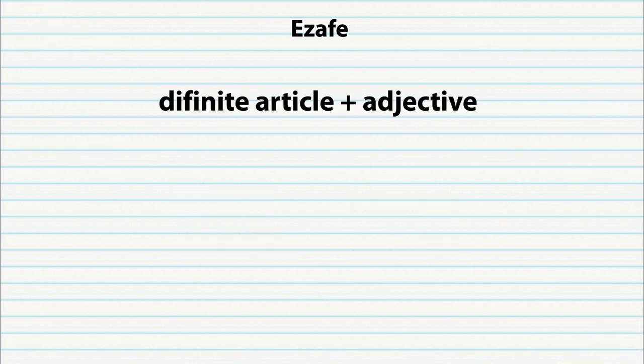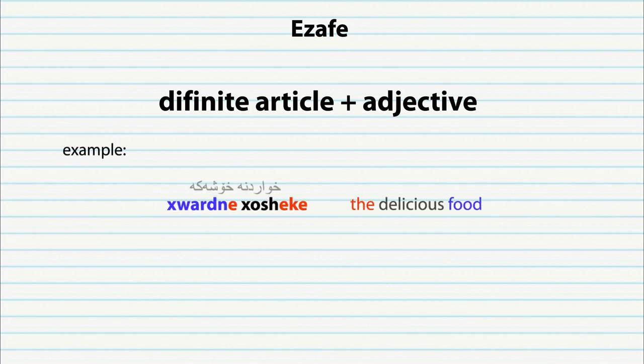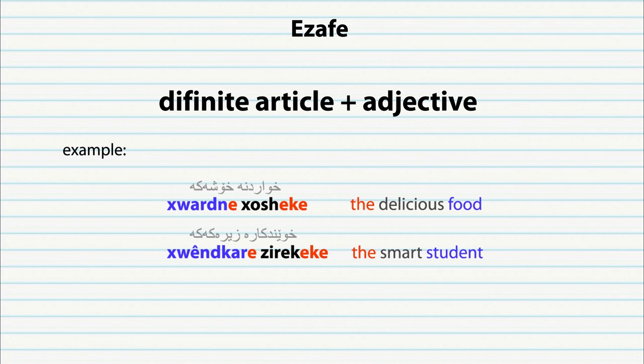When using a definite article with an adjective, the e will change to a. For example, khwardina khoshaka, khwinkara zirakaka.